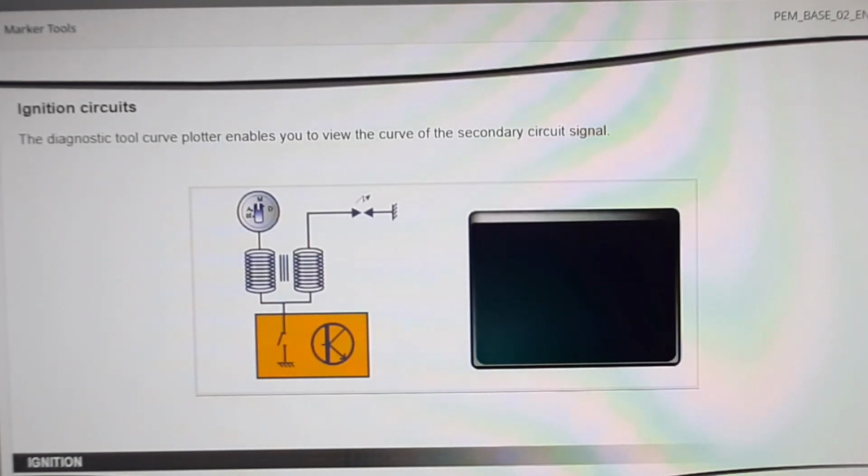The clip oscilloscope enables you to view the curve of the secondary circuit signal. The oscilloscope shows the following information: the coil charge, the ionization voltage, the spark duration, and the spark gradient. The ionization voltage corresponds to the voltage required to initiate the spark. The spark gradient is due to the increasing pressure in the cylinder that impairs the spark. These parameters may be used to produce a diagnosis.